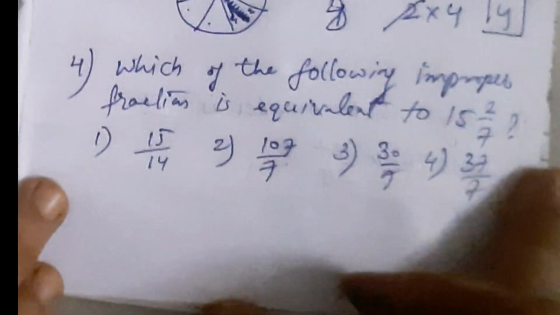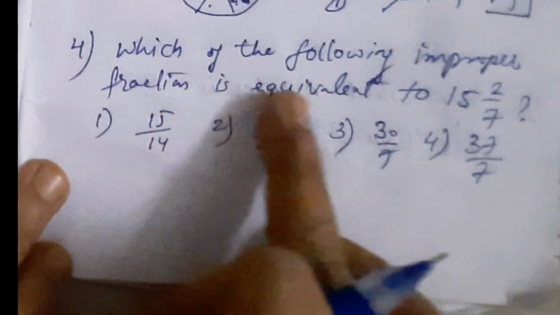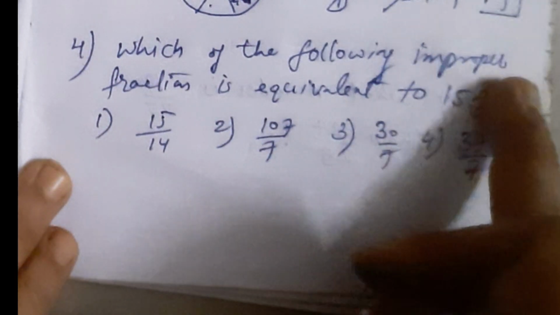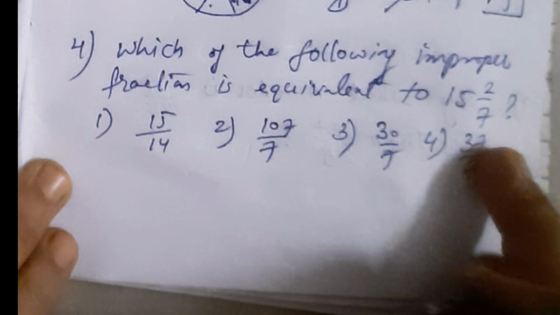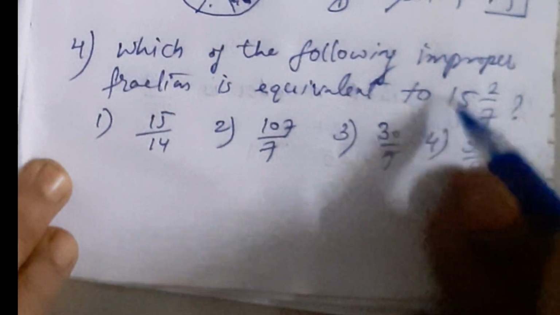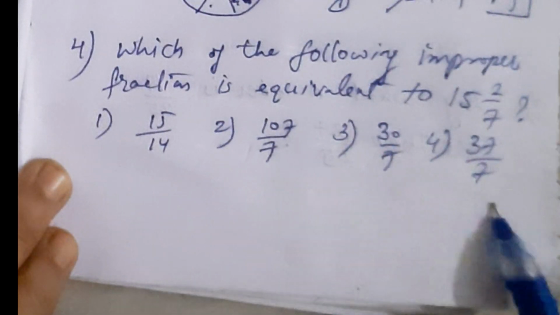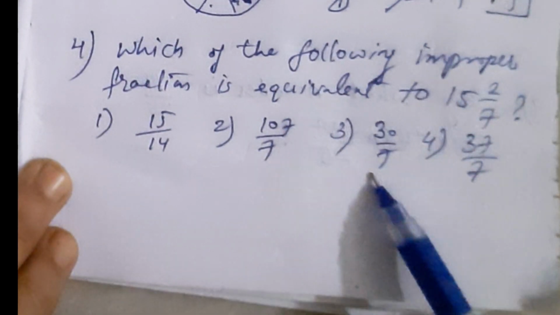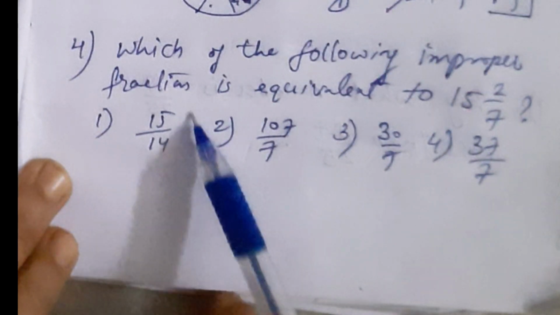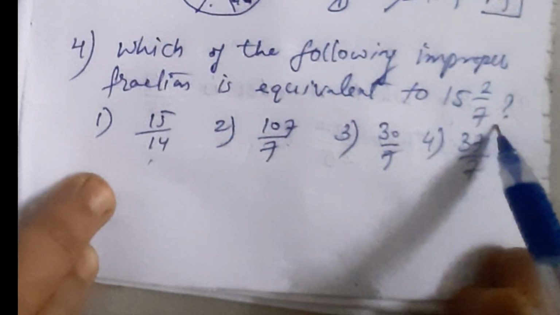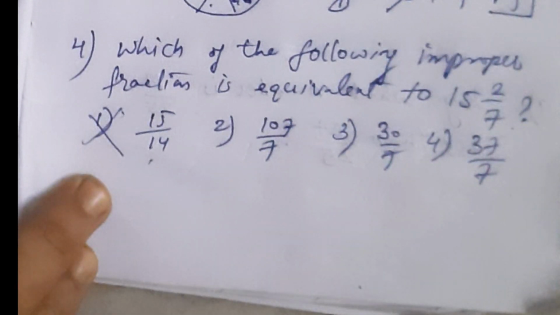Now the fourth question is given: which of the following improper fractions is equivalent to 15 integer 2 by 7? So here when it is a mixed number, we need to see which fraction is improper. Here all the fractions are improper only. Now the first option is quite impossible because it is 14 and the denominator is 7. So we can sort out that the first is not possible.